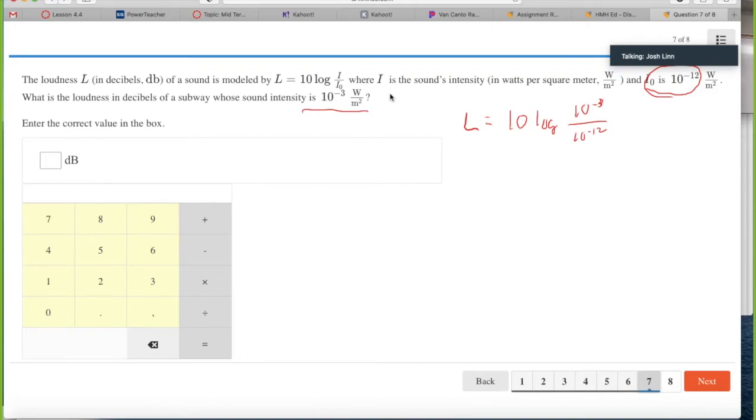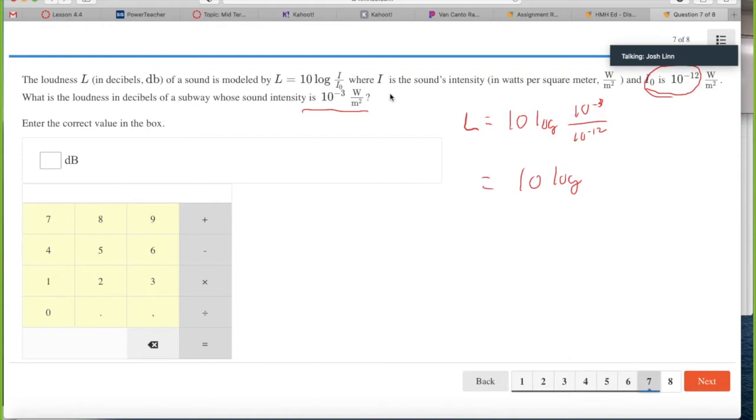And so hopefully you remember our exponent stuff. So that's the same as 10 log. Remember, there's no number right after the log, so it's assumed to be log base 10.